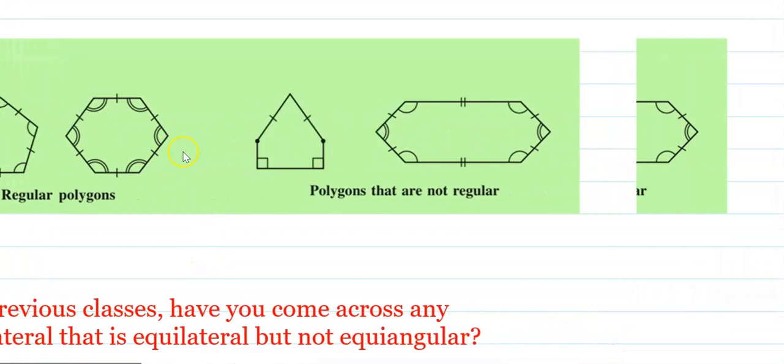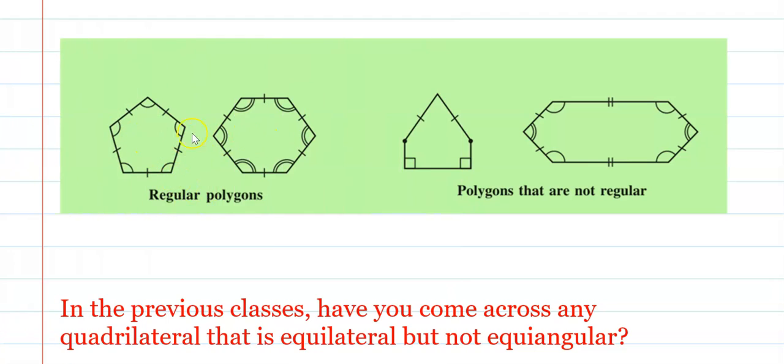Now, some figures again. These are regular polygons. See this. This indicates that all the sides are equal, and this same notation denotes that all angles are equal. This is the regular pentagon. This is the regular hexagon. Okay. And what about here?